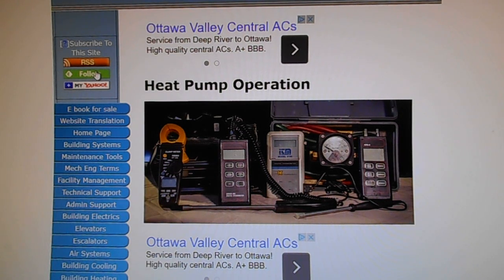When auto is selected, the heat pump will provide heating or cooling on demand. When heat is selected, only the heating cycle can be operated on demand. When cool is selected, only the cooling cycle can be operated on demand.